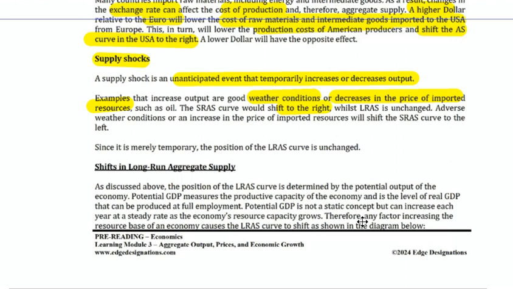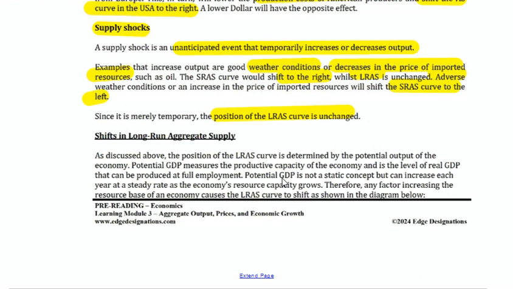The short run curve is going to shift to the right. The long run curve will remain unchanged. Adverse weather conditions will cause the short run curve to shift to the left. As we say, since it's only temporary, the position of the long run curve will remain unchanged.